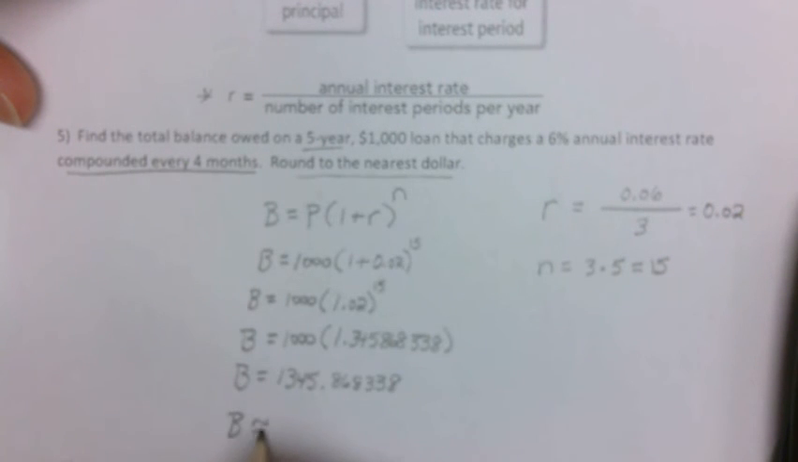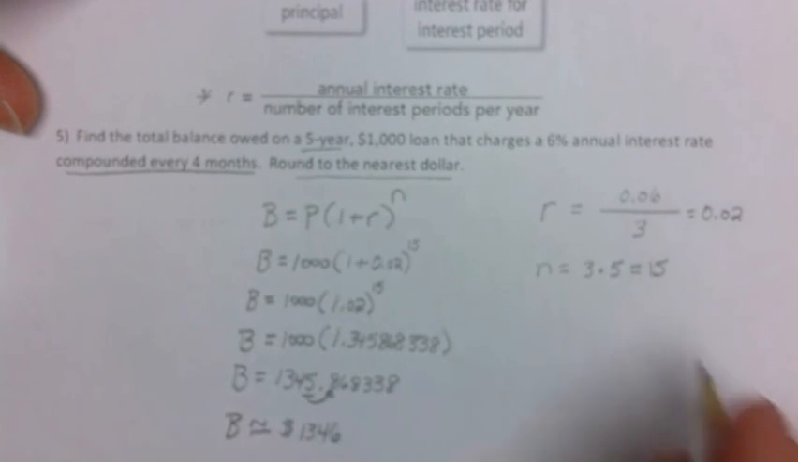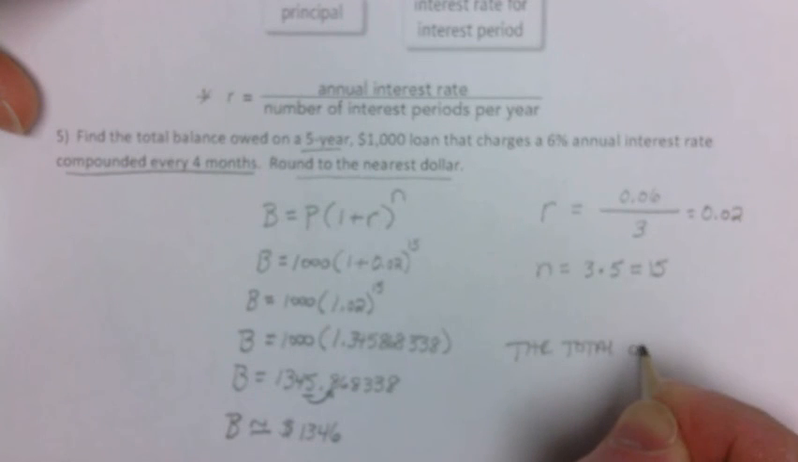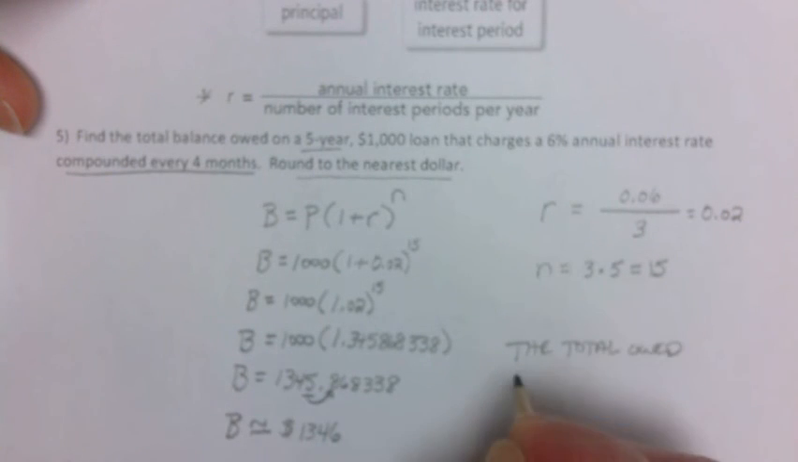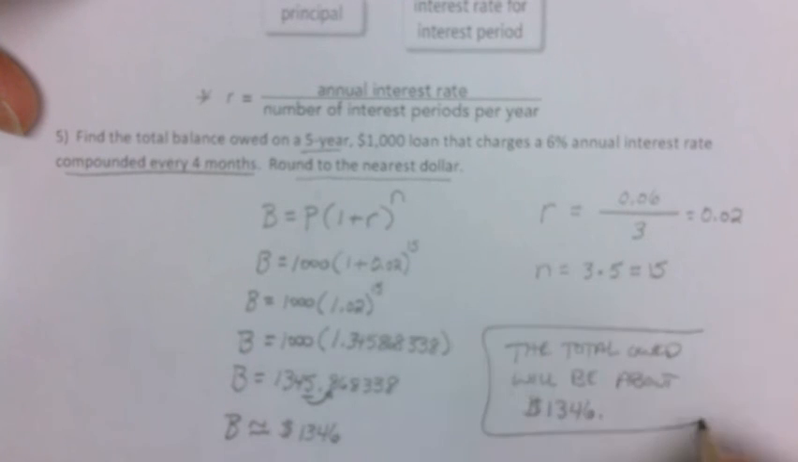B is approximately, well, it looks like 1,345, but that 8 right there rounds us up to approximately $1,346. Okay, so the total owed will be about $1,346.